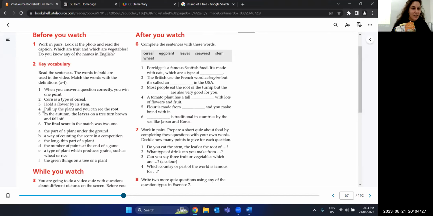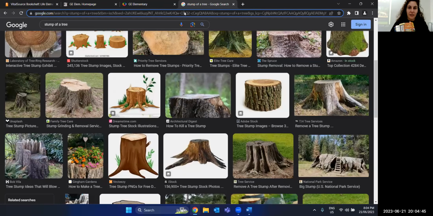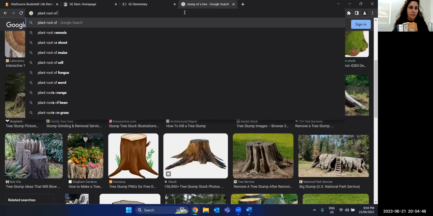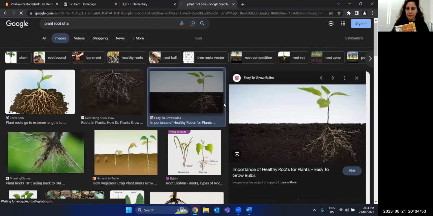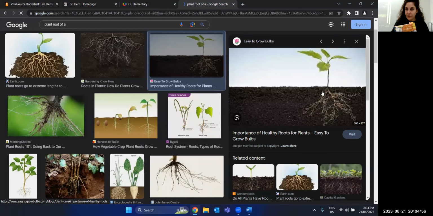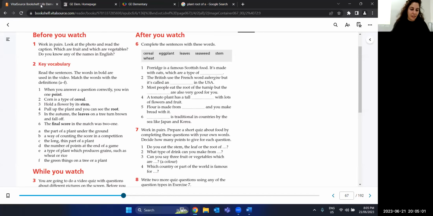Okay, good. Pull up the plant and you can see the root. So the root, I just showed you in the image before, is the part of the plant under the ground. I'll show you that image again, the plant. So it's this part. You can see, this is roots. And this was stem. This is roots.